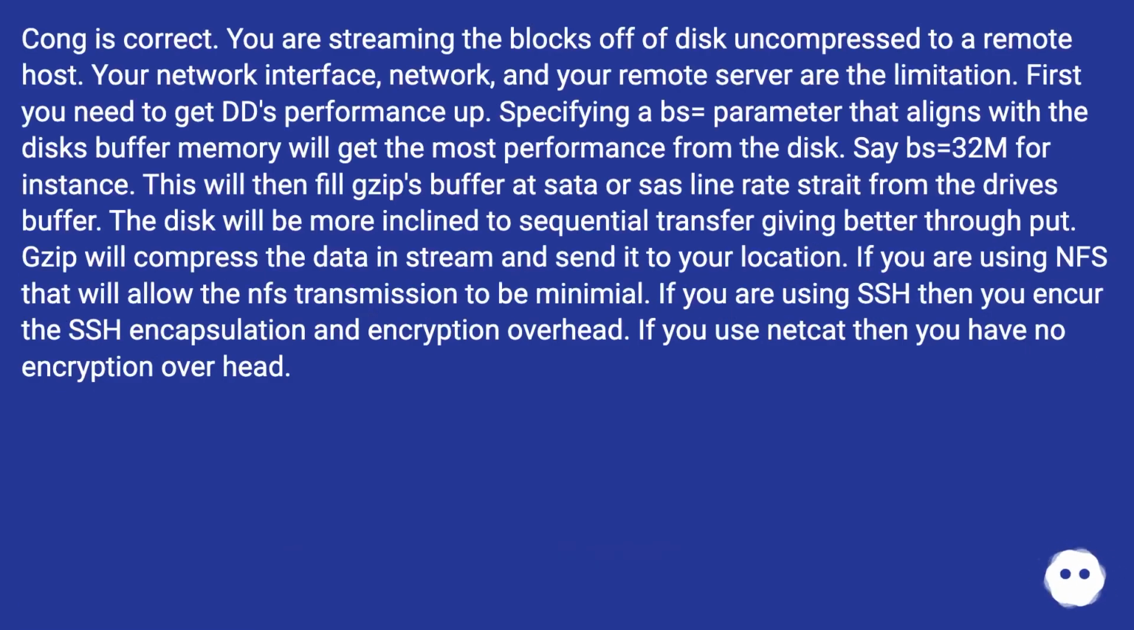Kong is correct. You are streaming the blocks off of disk uncompressed to a remote host. Your network interface, network, and your remote server are the limitation. First you need to get DD's performance up. Specifying a bs= parameter that aligns with the disk's buffer memory will get the most performance from the disk, say bs=32M for instance. This will then fill Gzip's buffer at SATA or SAS line rate straight from the drive's buffer. The disk will be more inclined to sequential transfer, giving better throughput.